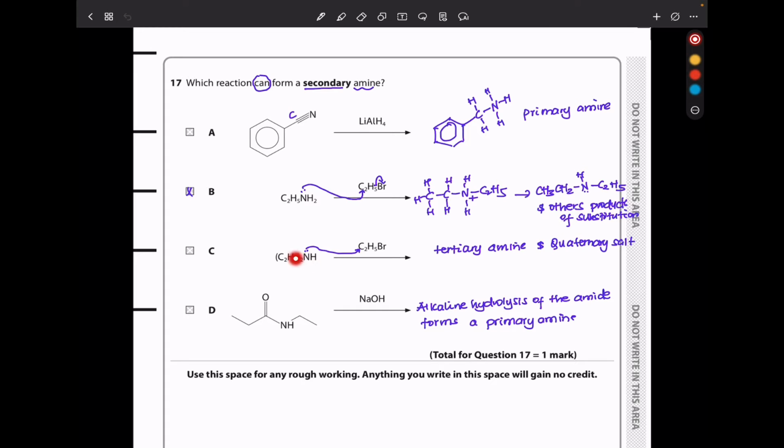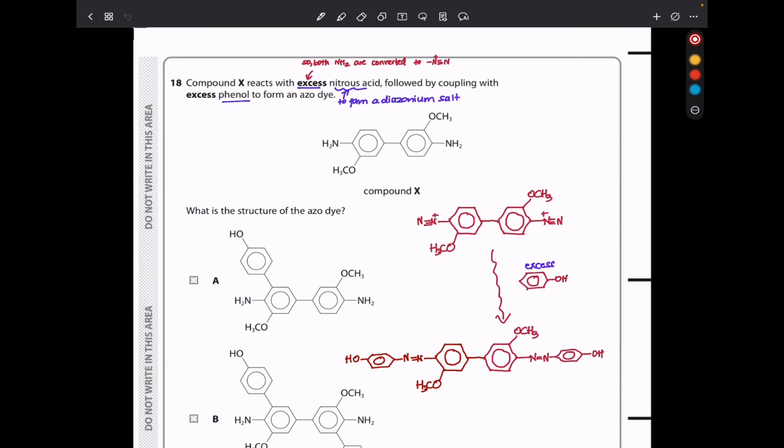Since we already have a secondary amine here, a reaction taking place is going to produce a tertiary amine, and there is a possibility of quaternary salt. So the only possible answer is going to be B. In question 18, compound X reacts with excess nitrous acid followed by coupling with excess phenol to form an azo-dye.